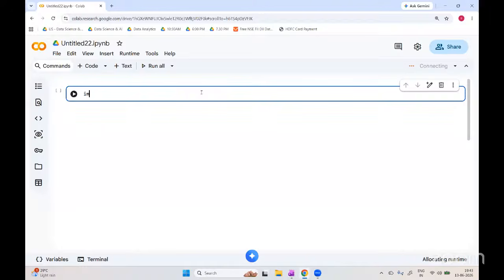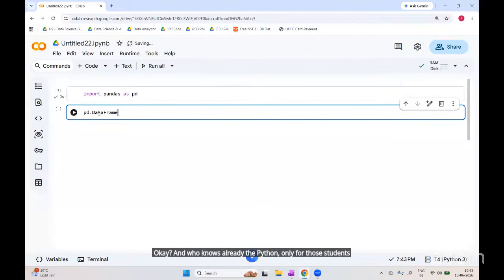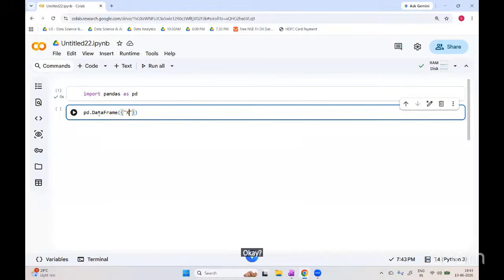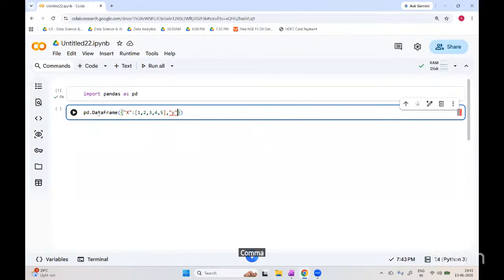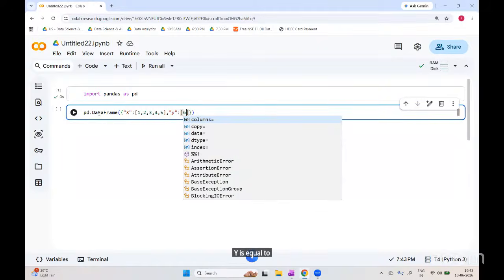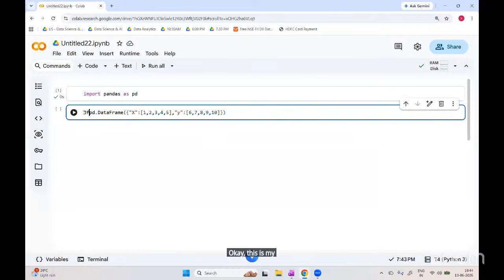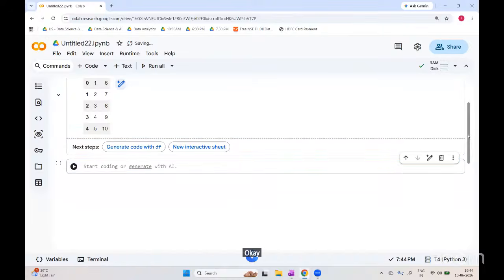So first, here I'm going to import pandas as pd. And who knows Python already? Only for those students who don't know what is Python, please don't ask what is pandas or all these things. x is equal to 1, 2, 3, 4, 5, comma, y is equal to 6, 7, 8, 9, and 10. This is my data frame, which I have created by using the 2 columns. Same data set, right?